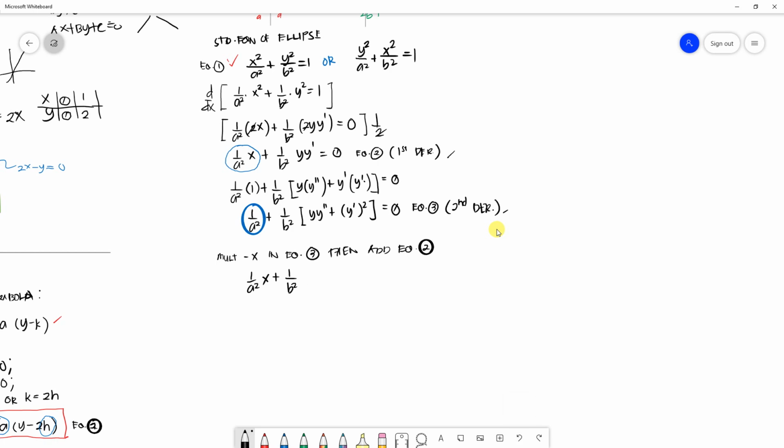So, 1 over b squared y prime equals to 0. So, to be added by a negative x for the whole equation 3. So, we have negative 1 over a squared. May x na. Yung plus, magiging minus na ha. 1 over b squared. Lagyan ko na rin yung x. For the quantity of y double prime.